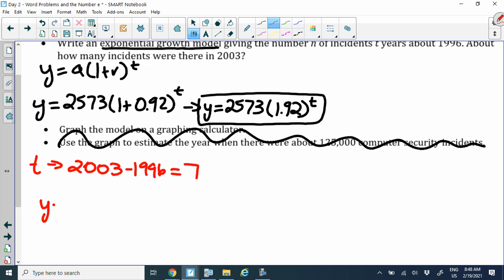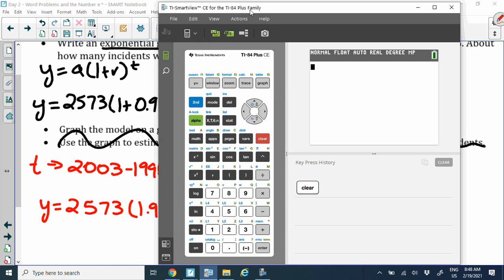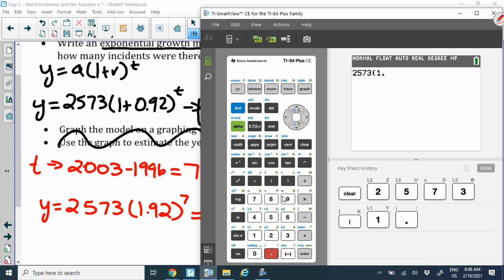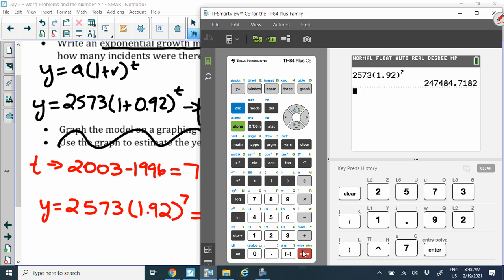So using my growth model, I'm going to have y equals 2,573 times 1.92 to the 7th power. Now, all we need to do here is just plug this into our calculator. This is something you do have to use a calculator for. So I have 2,573 parentheses 1.92, and then you want to use the caret key, and then we'll do number 7, and boom.